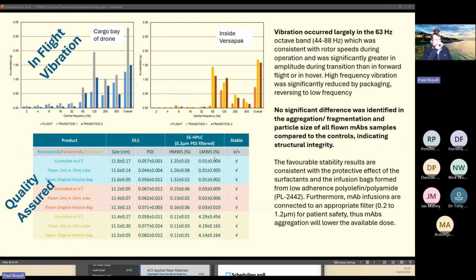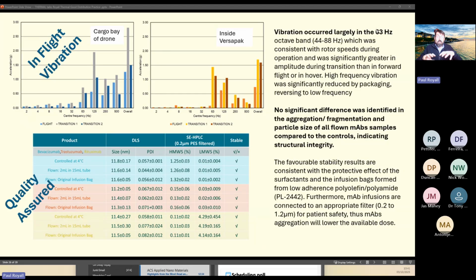There we go. So we looked at the vibrations because we put vibration data loggers in the drone, and we measured the drone doing its stuff, which is various different takeoffs and landings. And we've got some interesting characteristics here. There's differences between the vibration on the drone and inside the VersaPack, because the VersaPack actually dampens down quite a lot of the vibrations. But essentially, the largest vibration was about 63 hertz, which is influenced by the type of rotor and the speed of rotation.